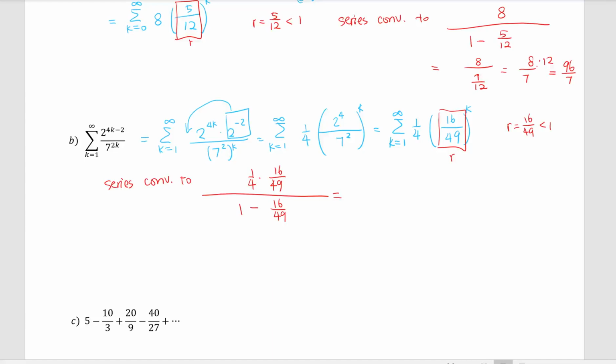All right. And so what is that? Well, this cancels. We have 4, so 4 over 49, over here it's like 49 minus 16. Is it 33? Yes. So 33, and then 49 cancels. We have 4 over 33. So far, so good, everybody? So that is our answer. Let's go to the next problem.